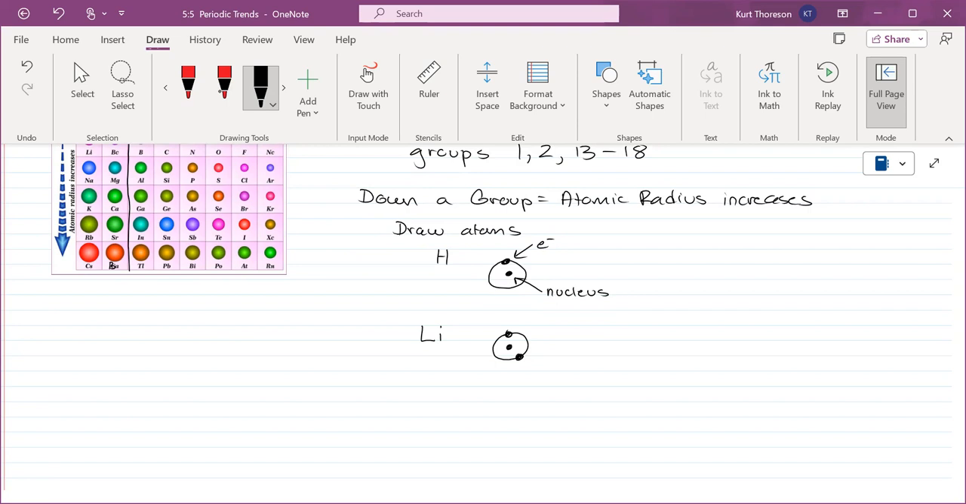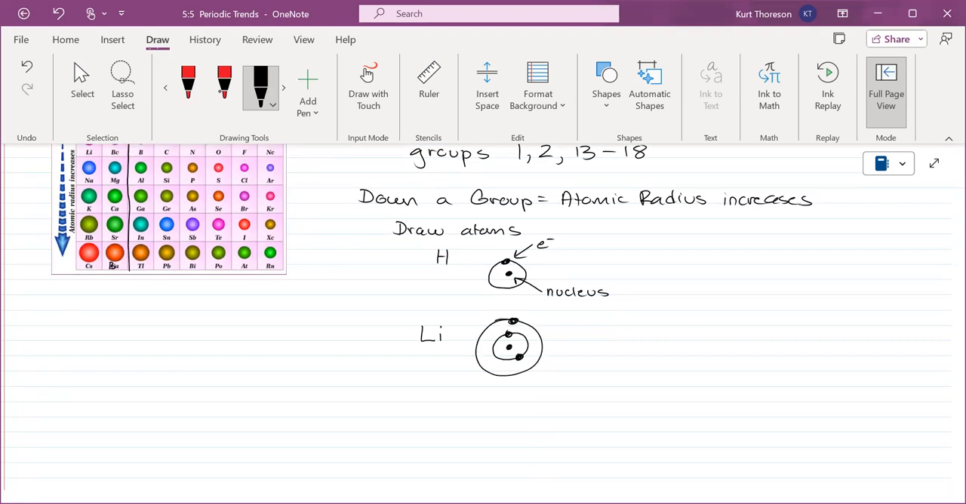Because lithium has an atomic number of 3. That means 3 protons, 3 electrons. We have 2 drawn. Where do I put the third one? Add another ring. What he means is energy level. We're now to the second energy level. Good.